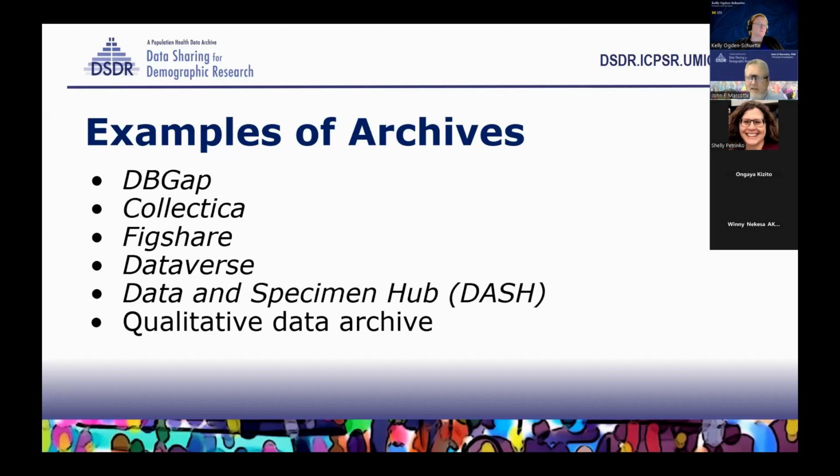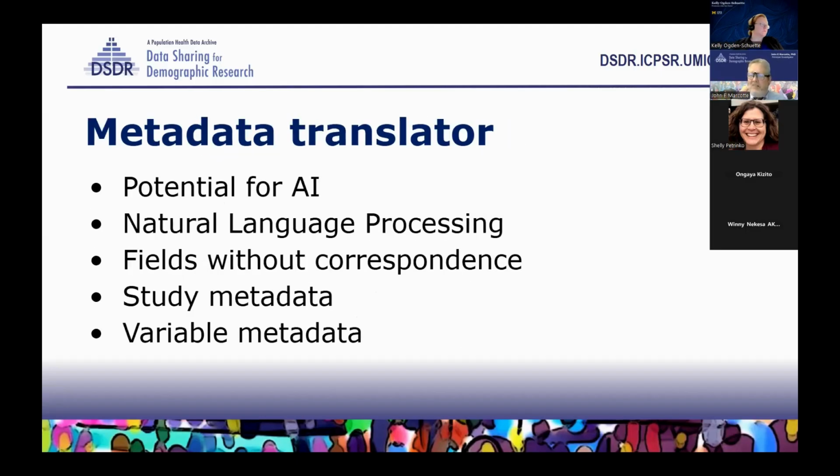So what do we need? And now we really come to the key thing, what I call the metadata translator. And this is really important. As I look at this, there's a real potential for AI here, because a lot of the metadata translation requires mapping fields to fields, looking for patterns, looking for language. So it's really important to have some natural language processing, the ability to map fields together. How do you deal with fields without correspondence? What are we dealing with in terms of different types of metadata?